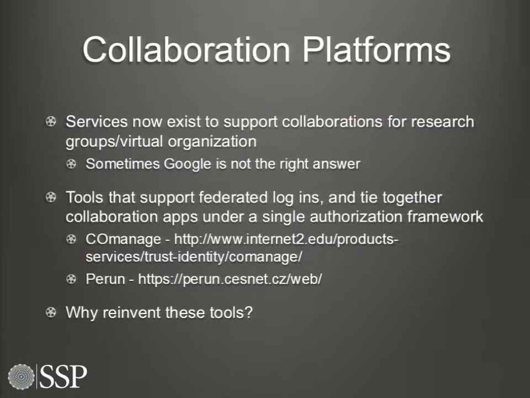I know publishers have needs in this space, and what I want to make sure doesn't happen is that you reinvent stuff that's already out there. This stuff exists, it's open source, it's freely available. If you have similar needs around collaboration, look at some of the stuff that's happening in other sectors and take advantage of it.